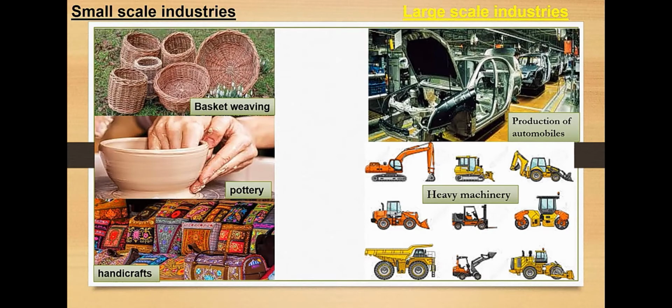We can give examples for small scale industries as basket weaving, pottery making, handicrafts. If you are making jewelry, for example silk thread jewelry or beads jewelry, in your home using one or two laborers, then it is called a small scale industry. Large scale industry means the automobile industry, iron and steel industry, heavy machinery industry. In these industries, many workers and laborers will be there, and the capital we invest is very high, and the output we get is also very high. So these are the examples for small scale and large scale industries.